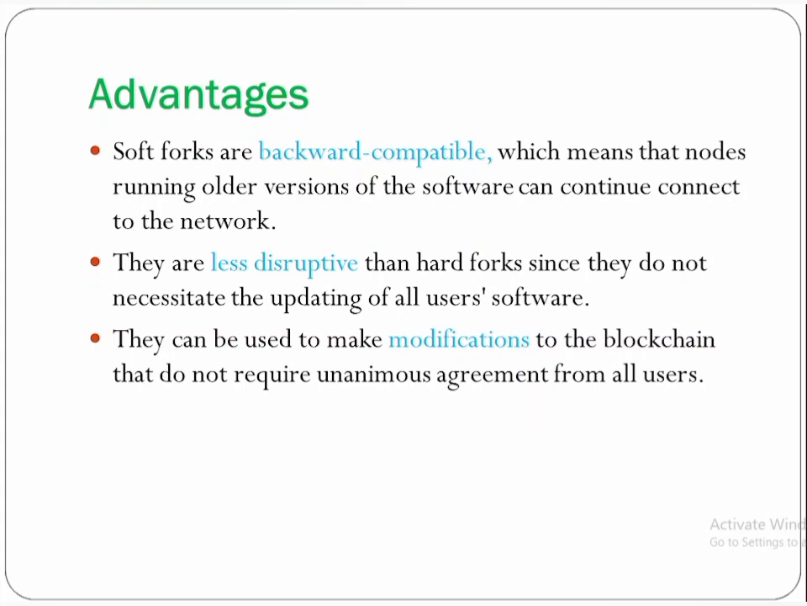In the case of a hard fork, if there is an upgrade to a new OS, all the users must upgrade to the new OS, right? But that is not required in the soft fork. So they can be used to make modifications to the blockchain that do not require unanimous agreement from all users. Mainly for small bug fixes, we use this soft fork.